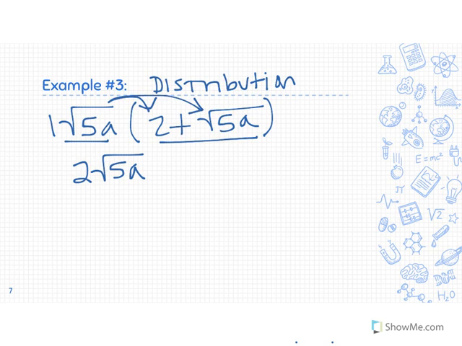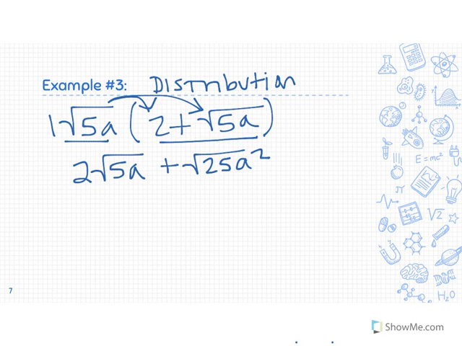Now we're going to multiply the square root of 5a times the square root of 5a. So we get 5 times 5, which is 25, and then we also get a times a, which is a squared. Okay, so now I'm going to show you guys 2 different ways to do this. This way we're just distributing.